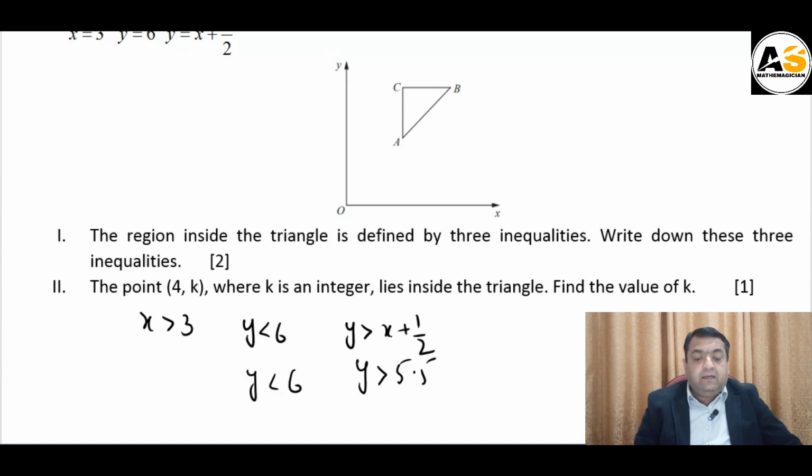Where k is an integer, so what will be the value of k for x is equal to 4? When I put x is equal to 4, y is greater than 4.5. This is 4.5 actually. So y is greater than 4.5 but less than 6. So y will be 5. That is, k is equal to 5.